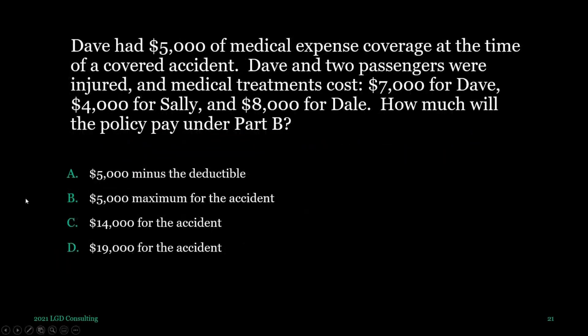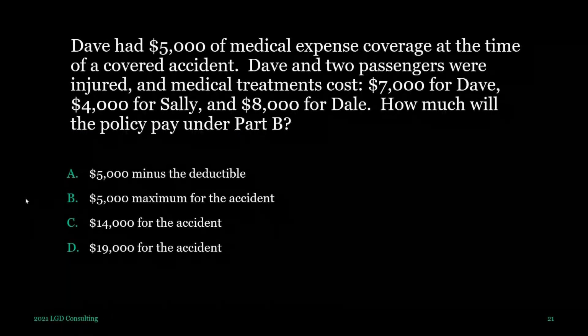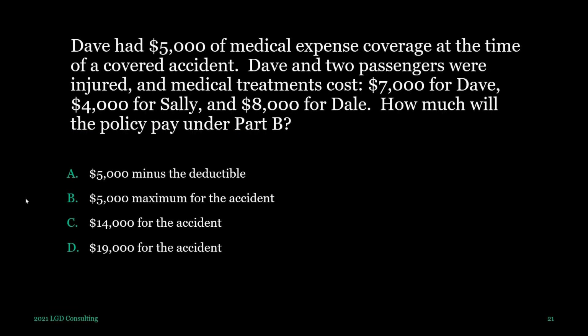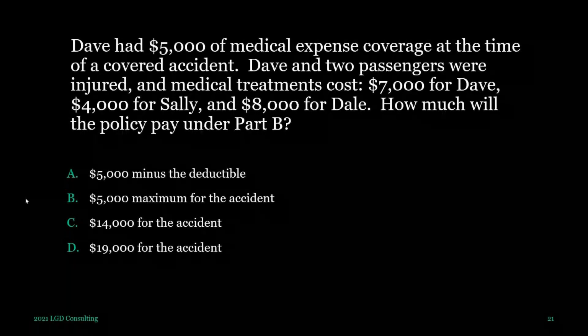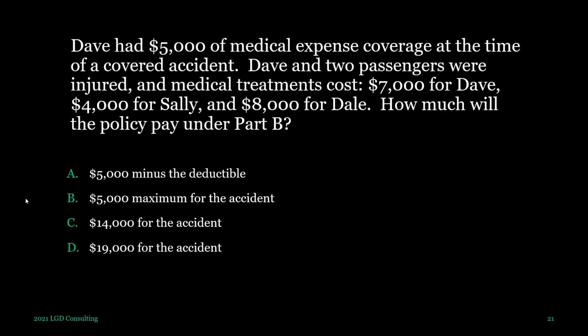Dave has $5,000 in medical expense coverage at the time of a covered accident. Dave and 2 passengers were injured. The medical treatments cost $7,000 for Dave, $4,000 for Sally, and $8,000 for Dale. How much will the policy pay under Part B?